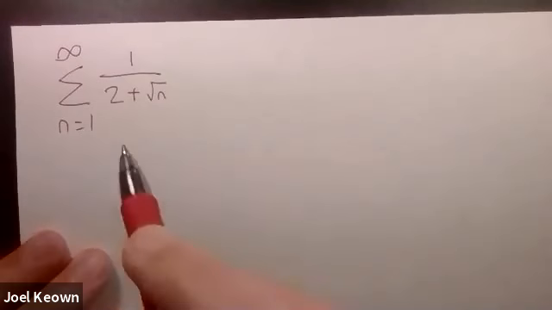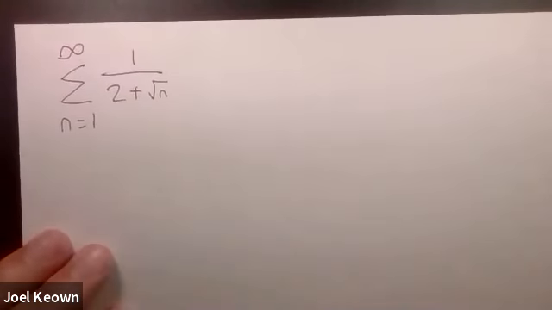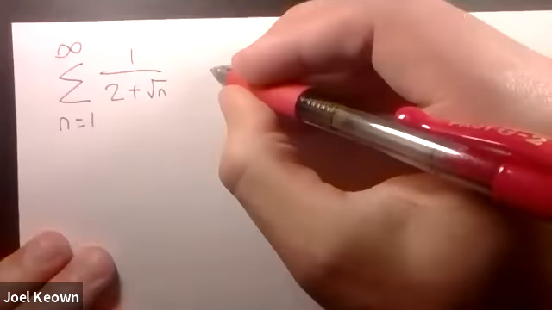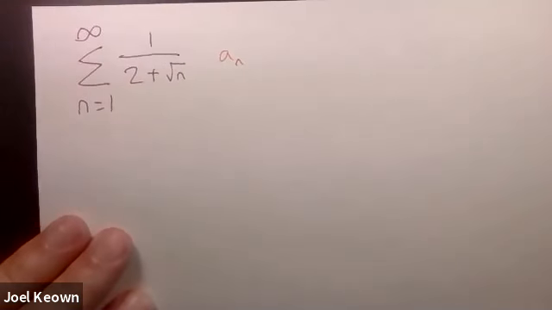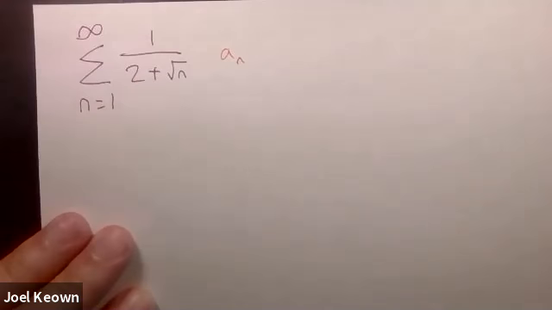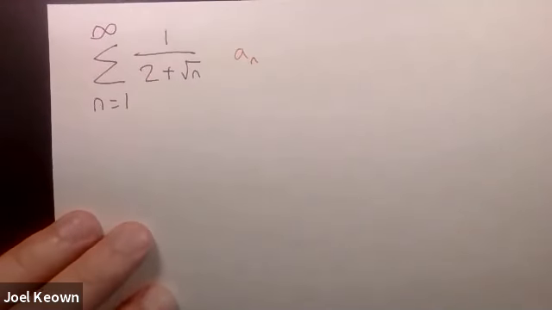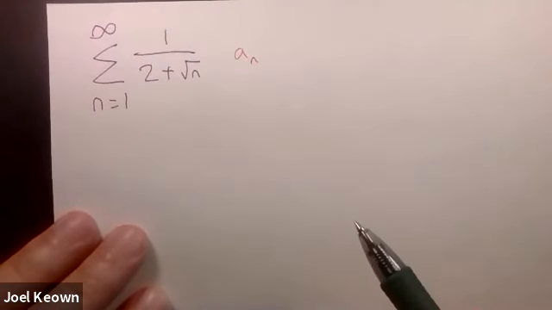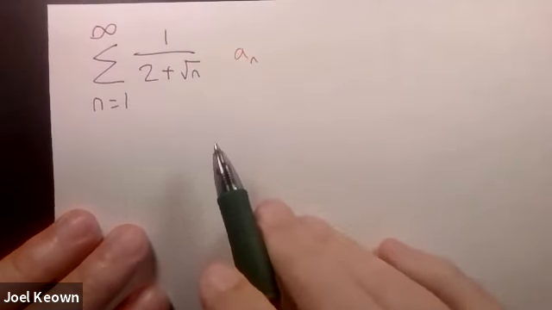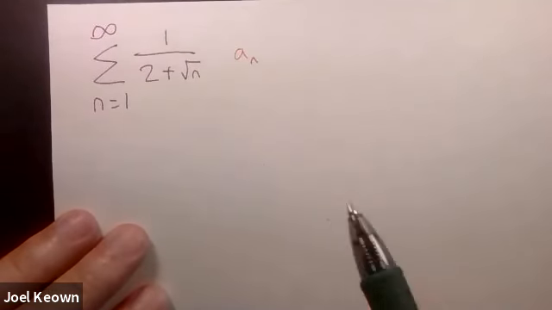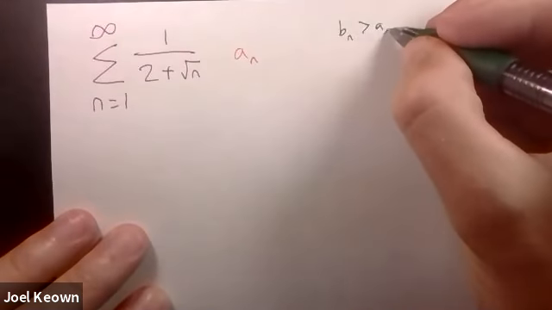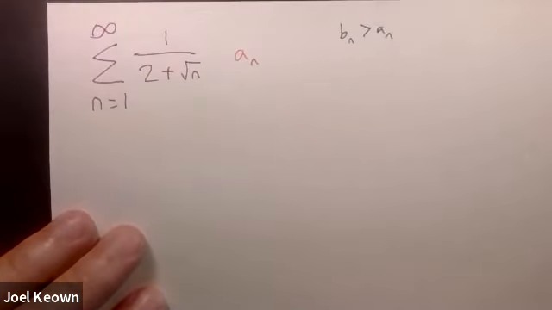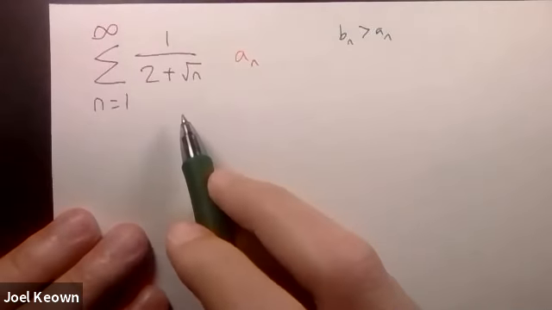Hey Taylor, so this is the problem I have for you, and we're going to call this right here our A sub n. Okay, so A sub n is what they give us, and then we need to come up with something to compare it to, but something simpler for our B sub n. Now we want our B sub n to be greater than our A sub n, but we want to use pretty much the same thing.